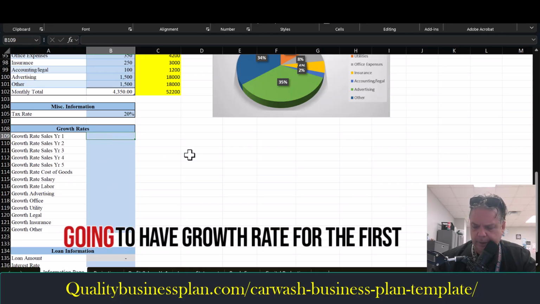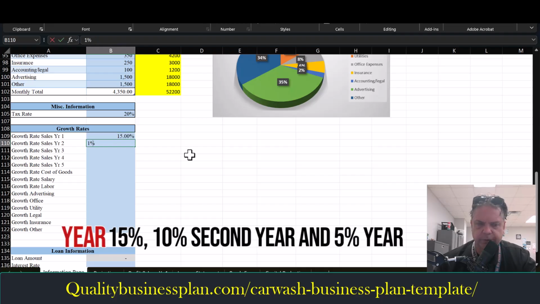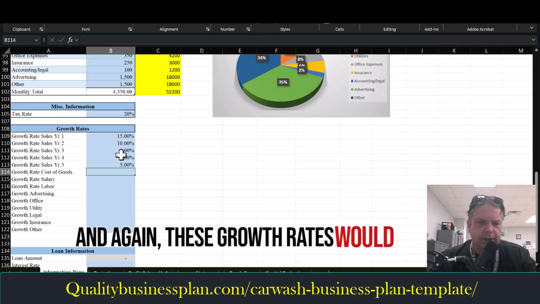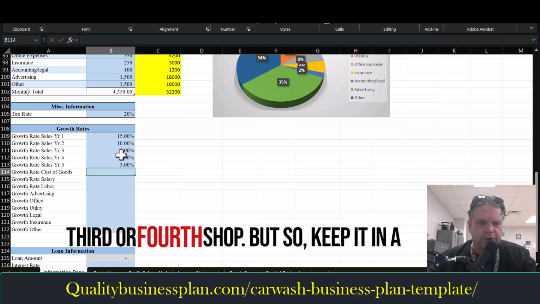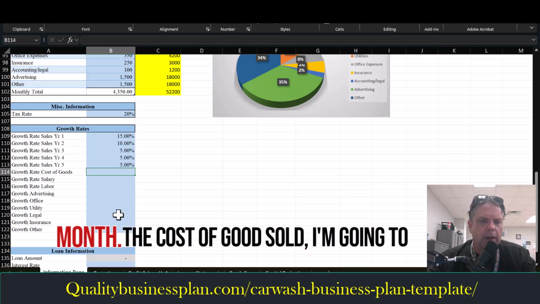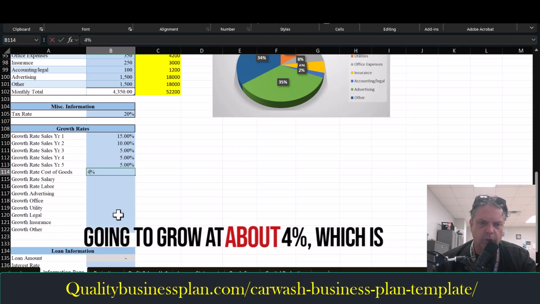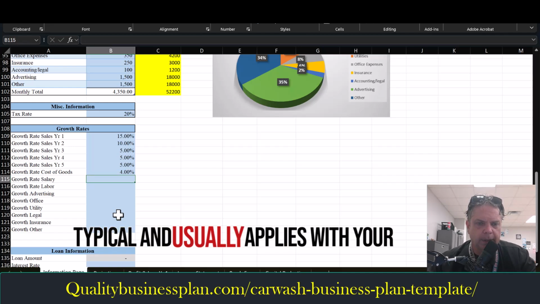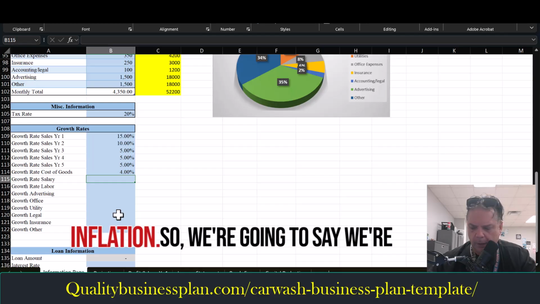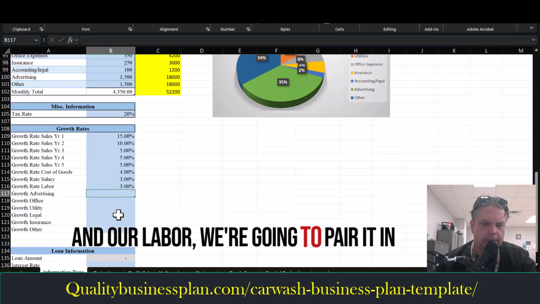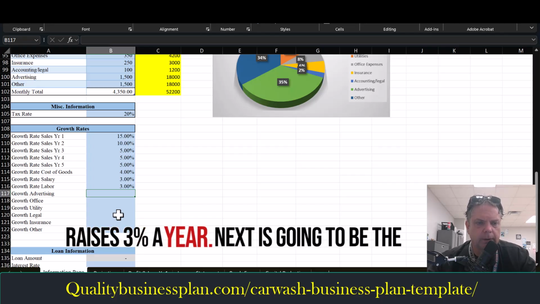So I'm going to say we're going to have a growth rate for the first year of 15%, 10% second year, and 5% year after. And again, these growth rates would change if you're going to open up a second, third, or fourth shop. So keep that in mind. Cost of goods sold, I'm going to say is going to grow at about 4%, which is typical, and usually aligns with your inflation. Salary, we're going to say is going to grow at 3%, and our labor, we're going to pay our employees, we're going to give them raises 3% a year.